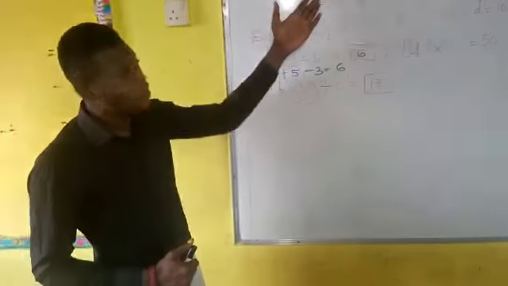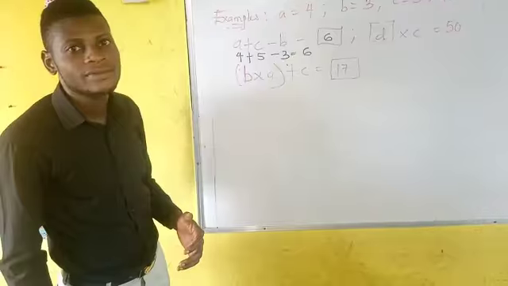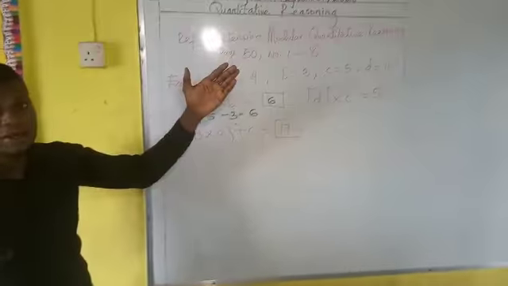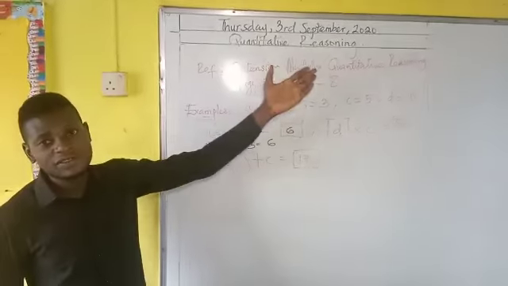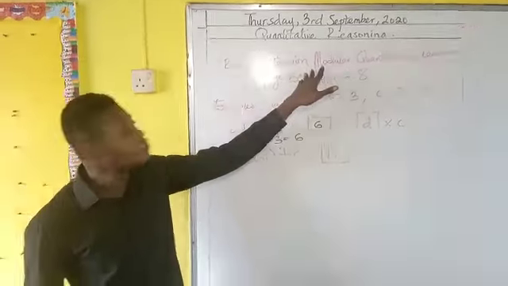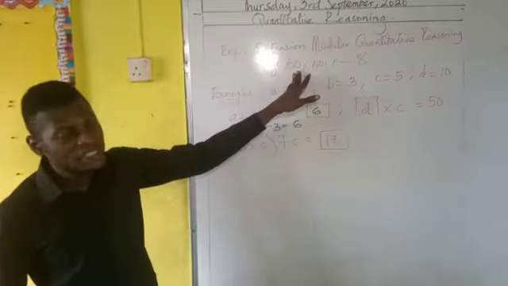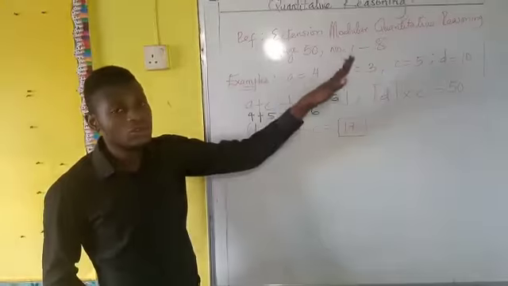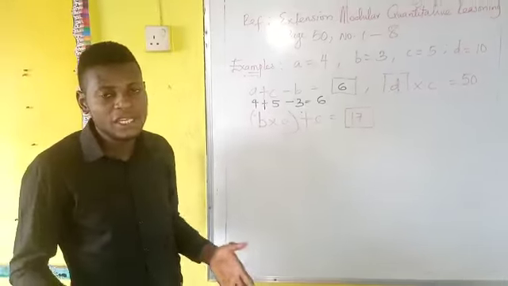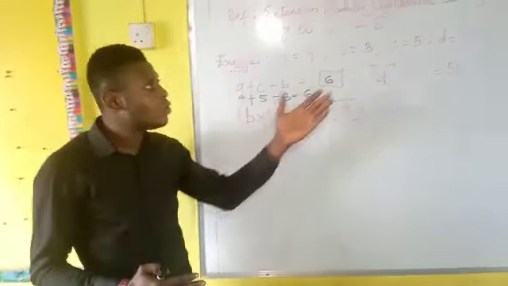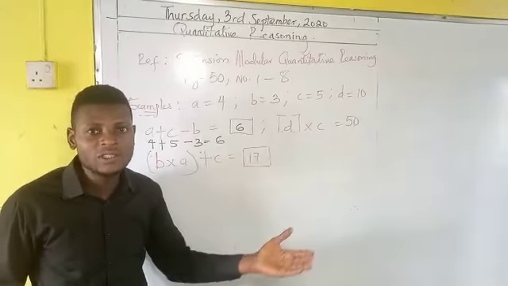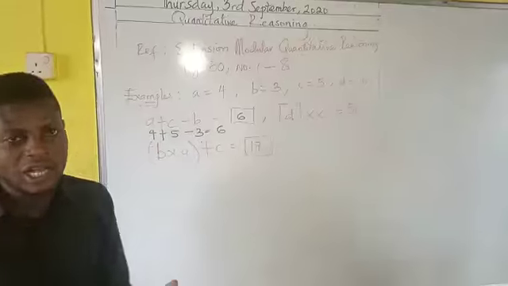Okay, and of course, it's quantitative reasoning. It's Thursday morning, 3rd of September 2020, and in our world of quantitative reasoning this beautiful morning, we're looking at our reference book, Extension Modular Quantitative Reasoning, page 50, number 1 to 8. Of course, you may ask me why number 1 to 8. There are 15 questions on that page. Yes, you're very correct. But we're considering number 1 to 8 as our classwork, and then question number 9 to 15 as our ticket out, as our homework.